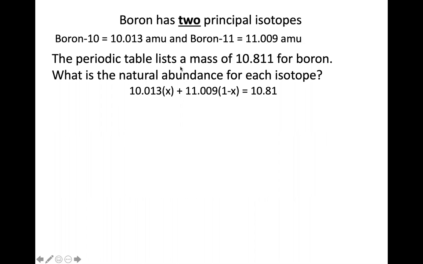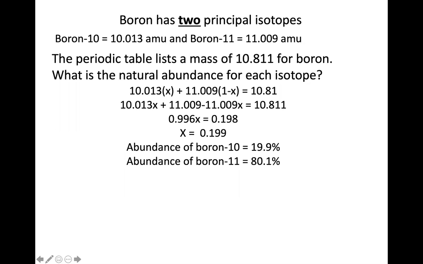I know that because it has two principal isotopes. The percentage of one plus the percentage of the other adds up to 100%. So we only have one variable in this expression, because we could call one of the percentages X and call the other percentage 1 minus X, because after all, they add up to 100%. Now, if I were to look at both of these percentages, my hunch is I'm going to have more of the boron 11, because the value ends up being closer to the mass of 11. It's at 10.8. So if I were to take this through and solve for X, sure enough, that's what I get.